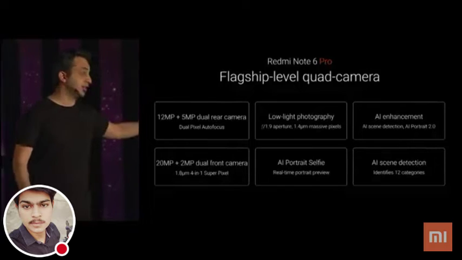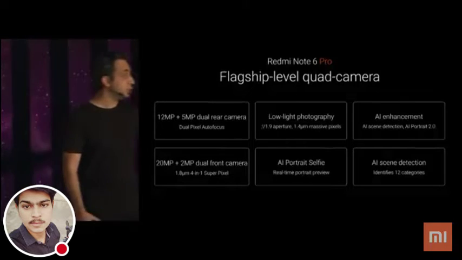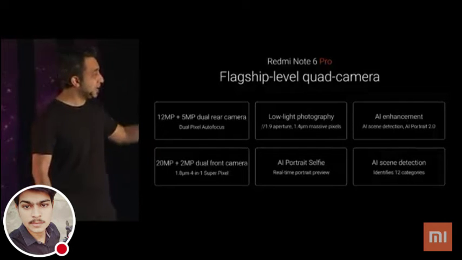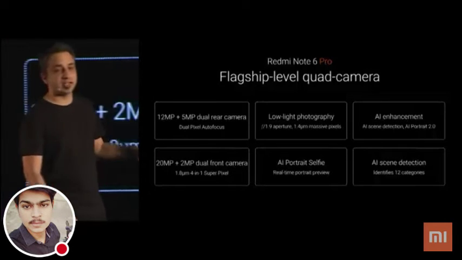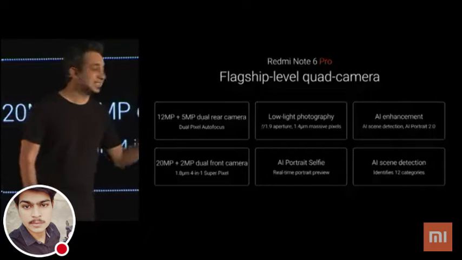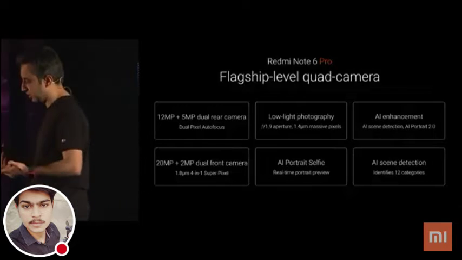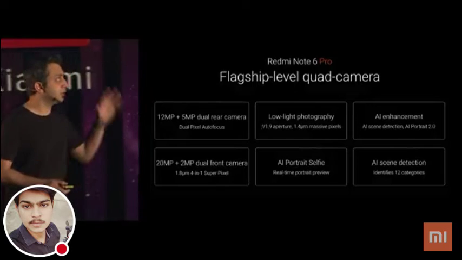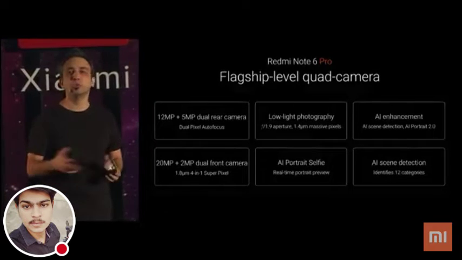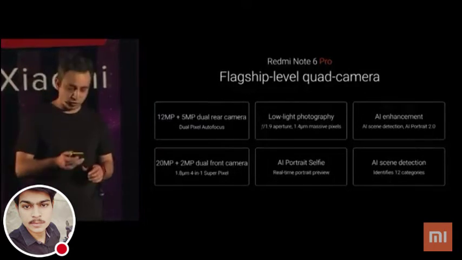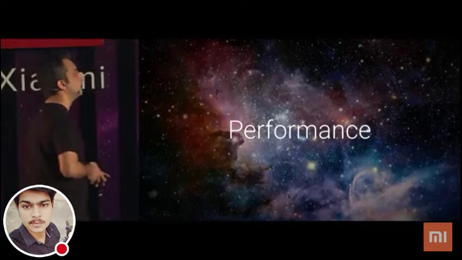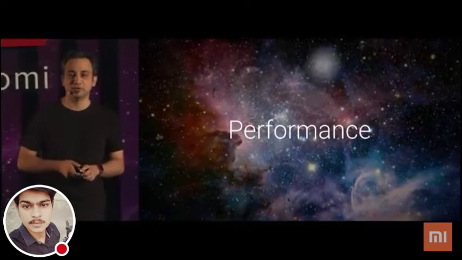In the front as well, you get a 20 megapixel camera and a 2 megapixel depth sensor with super pixel technology. You get AI portrait selfie along with real time preview and scene detection in the front. Again, a new one. So, a whole lot of things happening here on the camera, giving it almost a flagship level quad camera experience. Now, let's move on to the next part, performance.